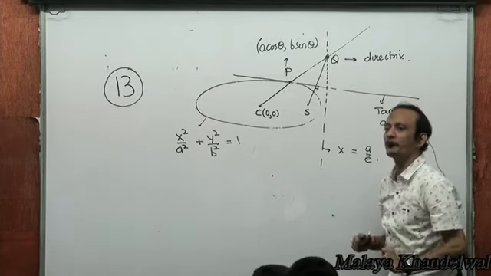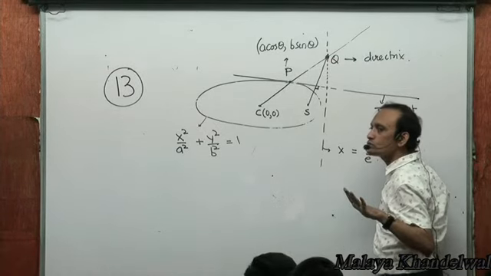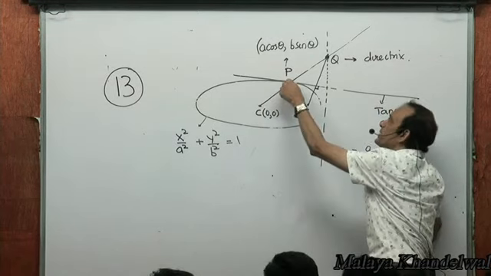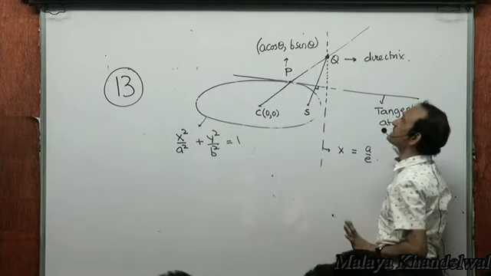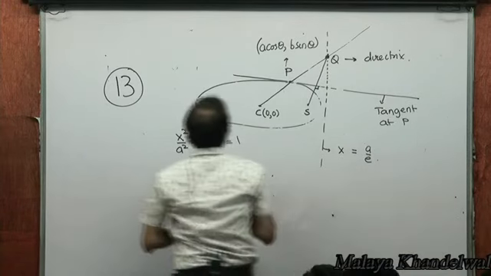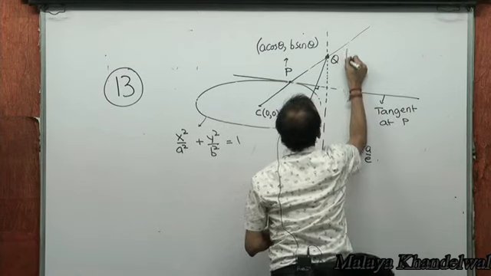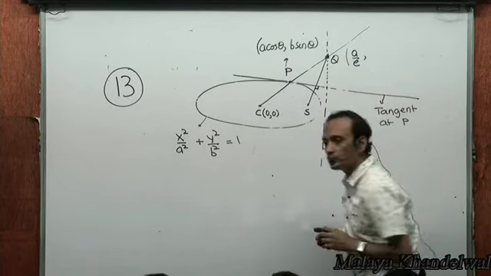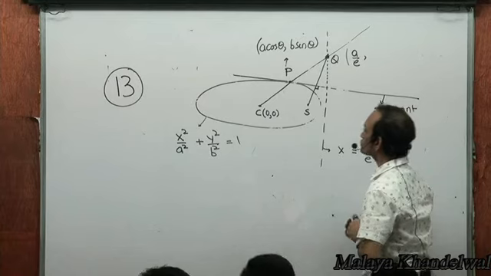I'm doing a little bit of tinkering with the problem. I'm tampering with it a little bit. But there will be no loss of the fundamental issue by tampering. This is CP. And when produced, let's say it meets the directrix at Q. Let me find the coordinates of Q. Obviously, the x coordinate would be a by e, because Q is a certain point on the directrix. CP produced will meet the directrix at Q.